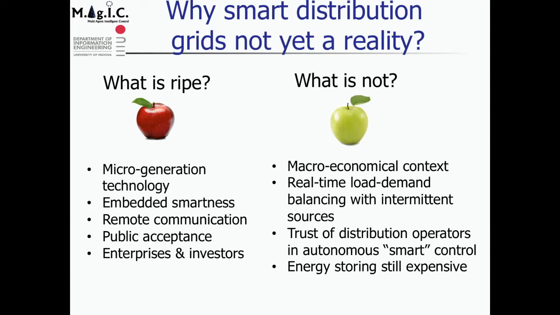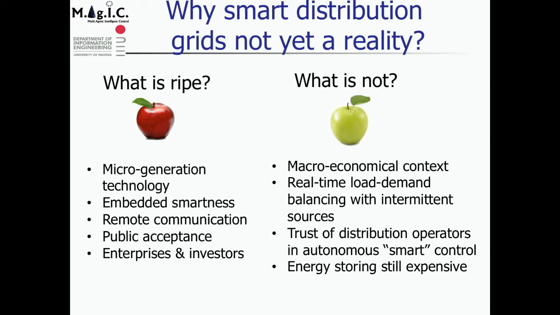So why are smart grids not yet a reality at the distribution level? The good news is that we have the technology to do that. Microgeneration technology is there, and is relatively inexpensive. We also can embed smartness, that is, computation that can take autonomous decisions. Also remote communication via wireless or power line communication. There is also a wide public acceptance for renewables, and also enterprises and investors are ready to find a new revolution in order to know where to put their money.